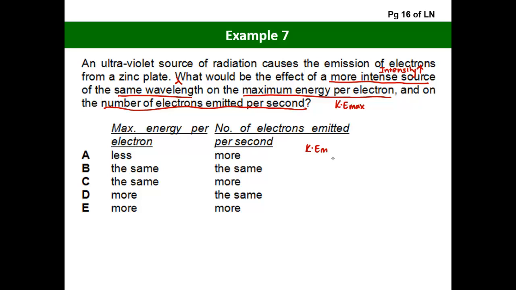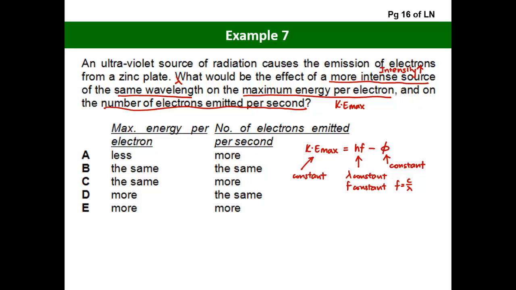Now KEmax we know must be equal to hf minus phi. In this experiment, we're not going to change the zinc plate, so the work function is going to be a constant. Furthermore, when we look at the energy of the photon, because lambda remains constant, we also know that f is going to remain constant. Why? Because f is equal to c over lambda, and therefore hf remains constant. What it would imply is that the maximum kinetic energy of the electrons will also stay constant, and that will help us eliminate some of the options.